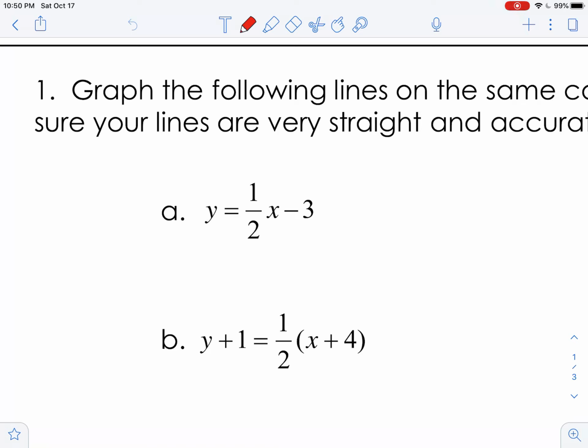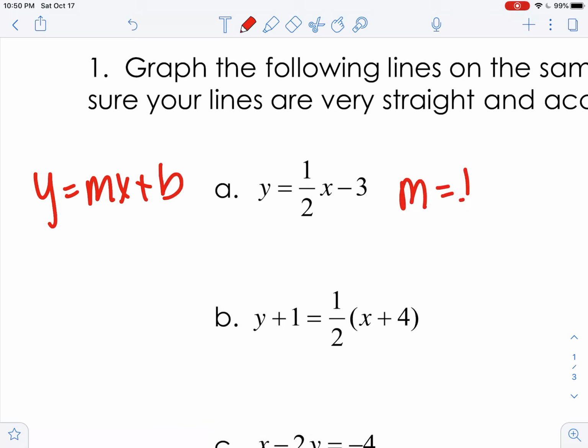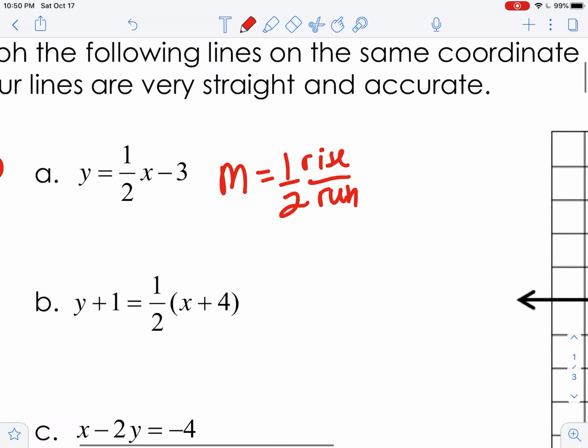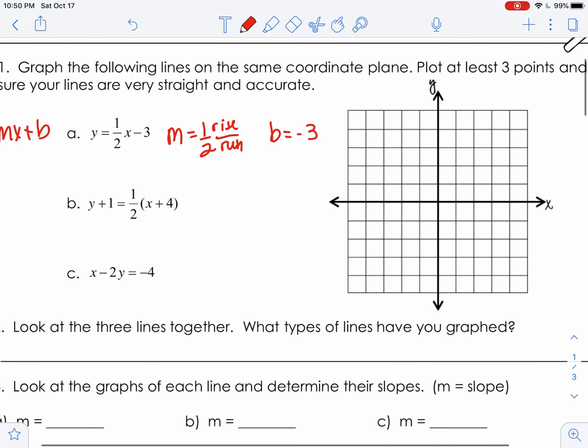So again, in order to plot a line, given an equation, we need our slope and our y-intercept. So this first one, our A, follows the formula y equals mx plus b. So in this case, we've got our m, which is 1/2. So we've got our rise, which is 1, and our run, which is 2. And then we have our y-intercept, which is -3. So let's go ahead and plot that line.